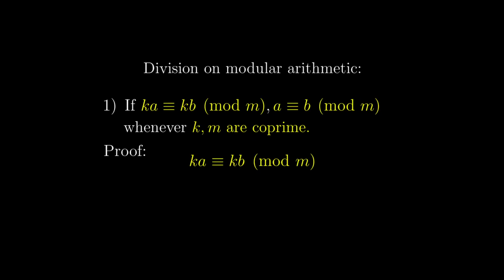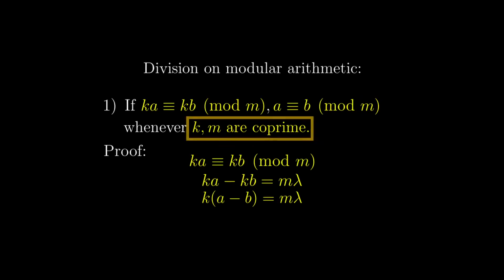Given this congruence relation, there must exist an integer lambda where this equation holds. We now just write it in another way. Since k and m are coprime, in order for the product on the left to be divisible by m, that means a minus b must be divisible by m. Here, lambda dash is just another integer. So we can conclude that a is congruent to b modulo m.